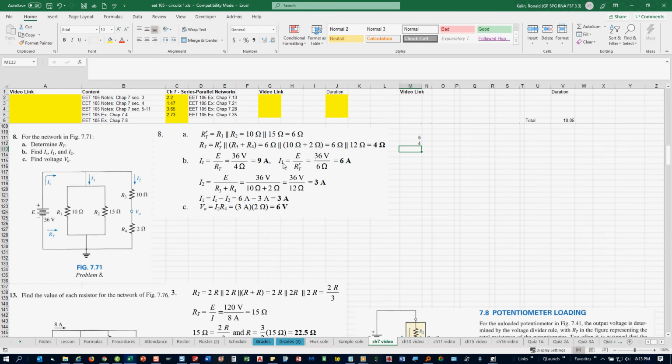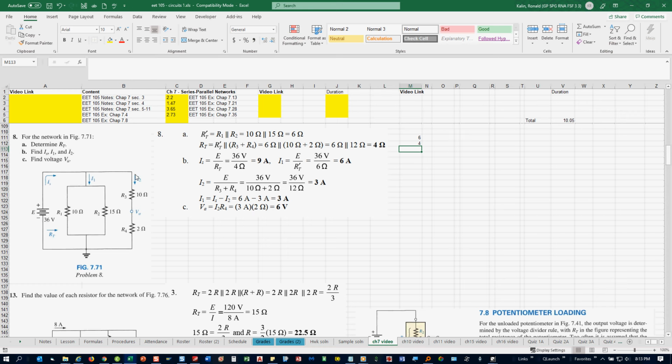I1 is the current through this branch here. Not these individual branches, but the whole thing. This branch, I1, is the same as the I1 down here. So that would be E divided by this R, what they called RT prime, which is the 10 parallel with the 16. So that'd be 36 divided by 6.